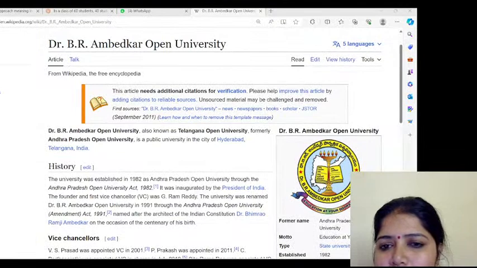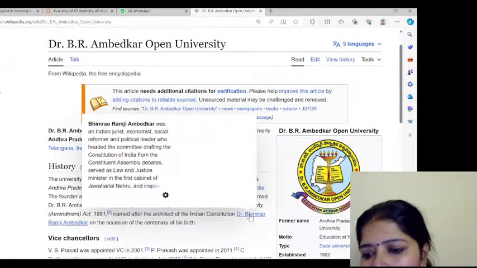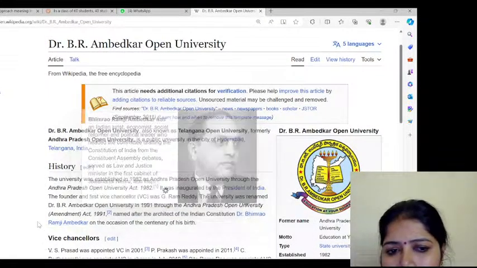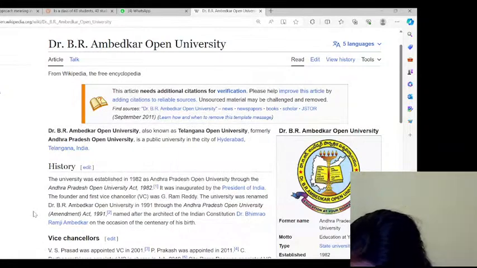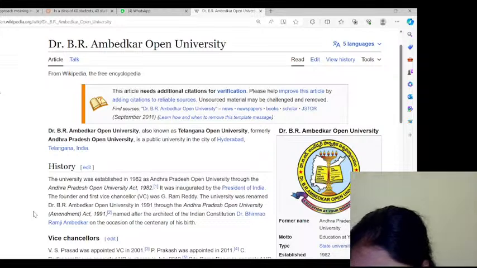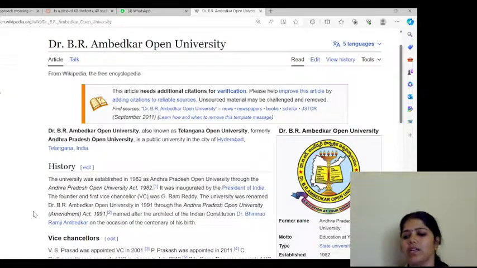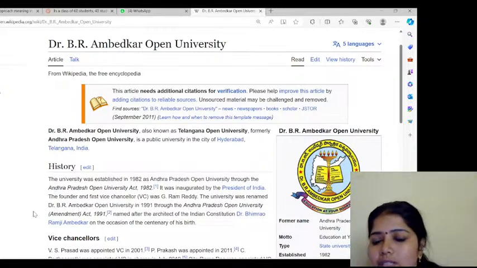Can you see the image? Can you see this page? Nalanda University, it is not, it's an international university. Earlier, before Ambedkar University is there.